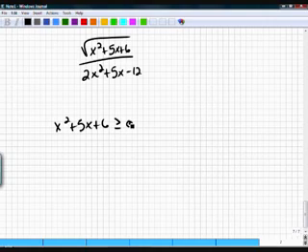Makes sense. And what if I wanted to do the stuff that x can't be? I'd do x squared plus 5x plus 6 is less than 0, and that would tell me the stuff that x can be. Let's solve that. See if you remember. Factor: x plus 3, x plus 2 is greater than or equal to 0.